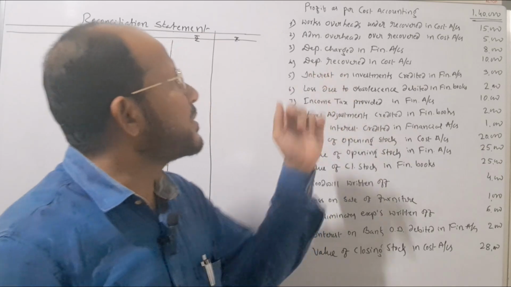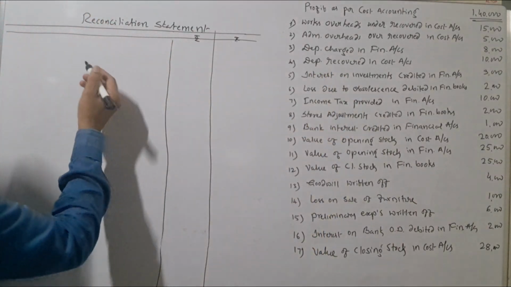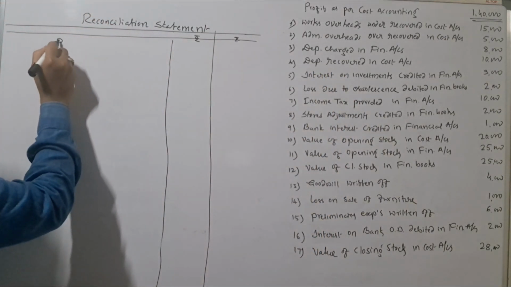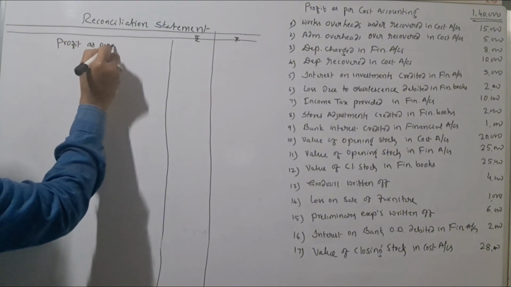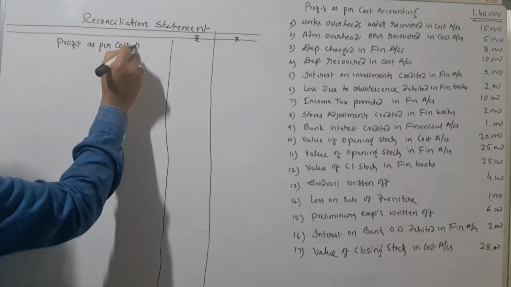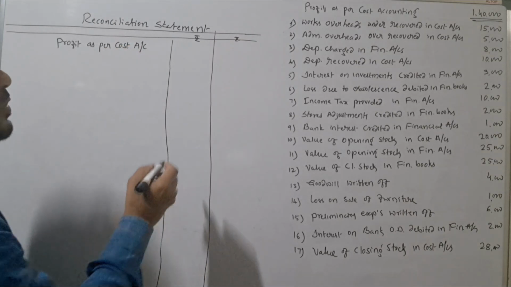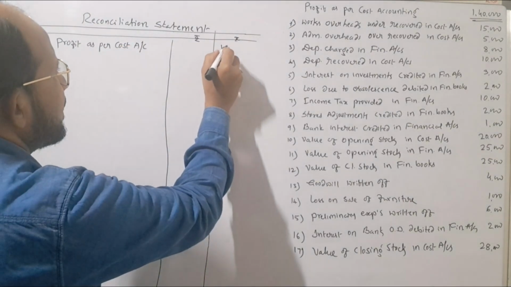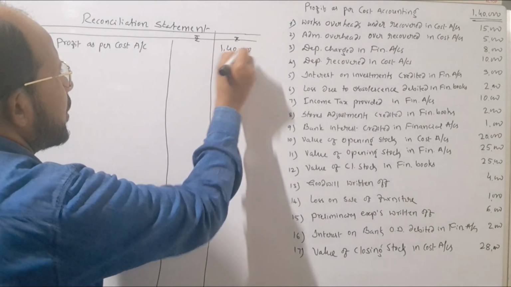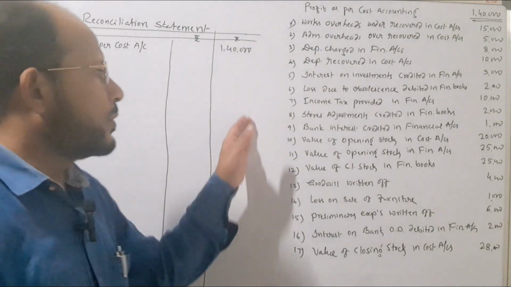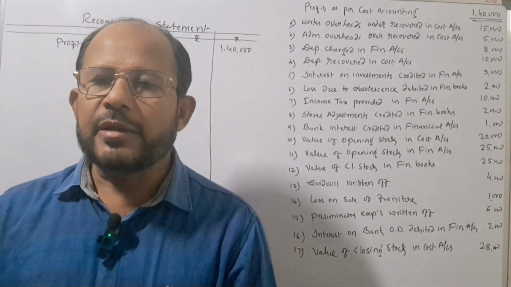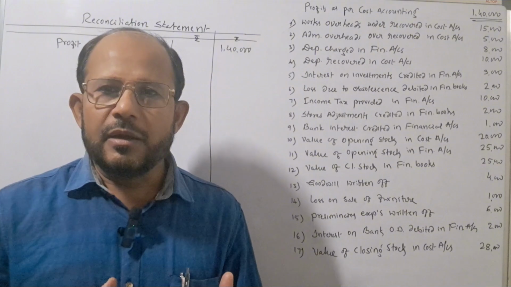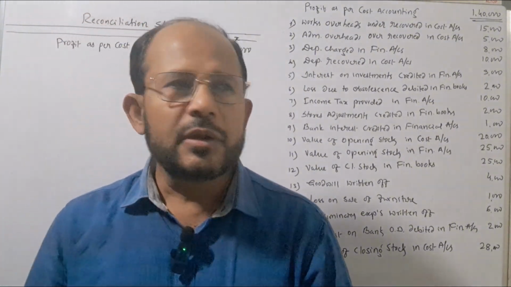Okay, in the reconciliation statement, in the beginning, what do we have to take? We have to take profit as per cost accounting, rupees 1,40,000. And we'll go through the items given here. Then let us see which are the items to be added and which are the items to be deducted here.